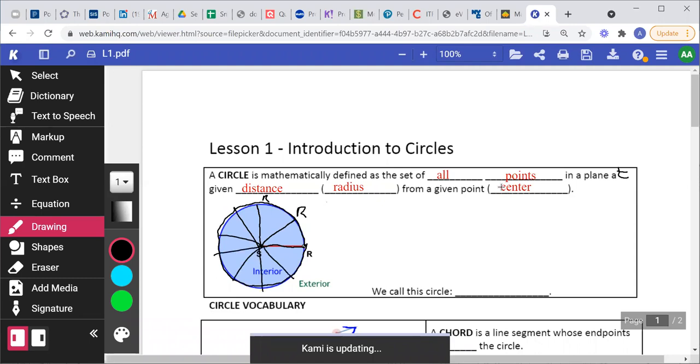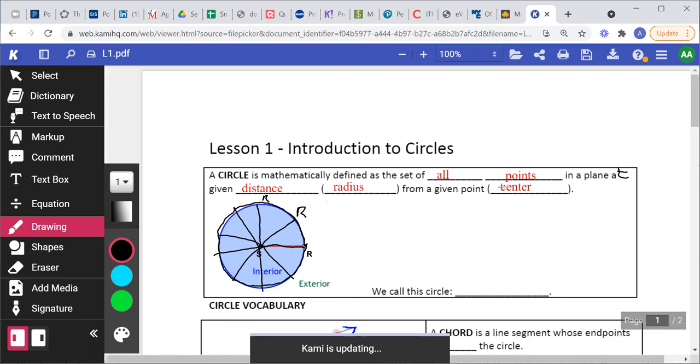And inside of the circle is the interior part, where a lot of things are going to happen, and we're going to learn about them as we move on in this topic. The outside is the exterior part. We're also going to learn a lot about it as the study goes on.